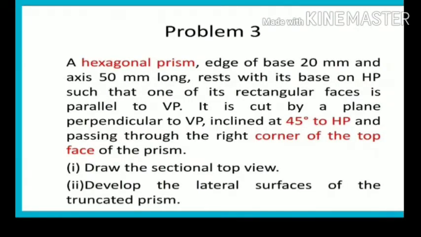Next we will see the problems which take the cutting sections of the development of lateral surface. Here the solid is hexagonal prism, edge of base 20 mm and axis 50 mm long, resting with its base on HP such that one of its rectangular faces is parallel to VP. It is cut by a plane perpendicular to VP, inclined at 45 degree to HP and passing through the right corner of the top face of the prism. Now we have to draw the sectional top view and develop the lateral surface of the truncated prism.